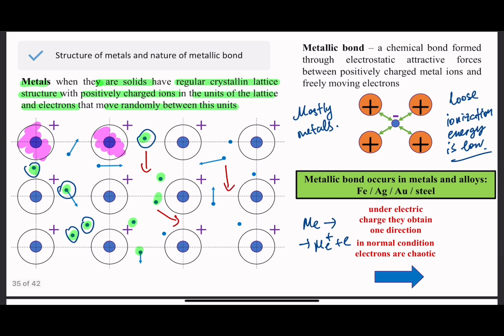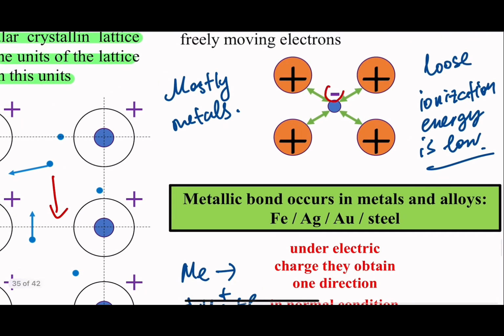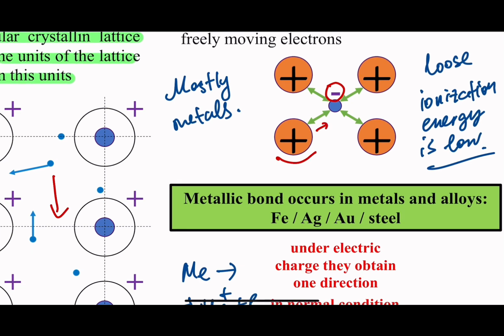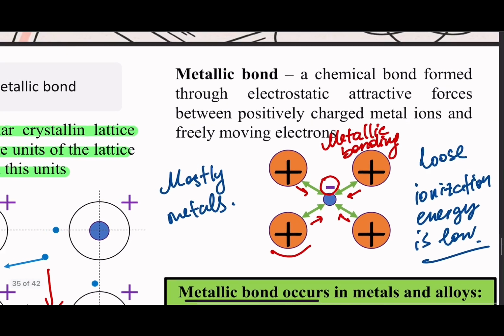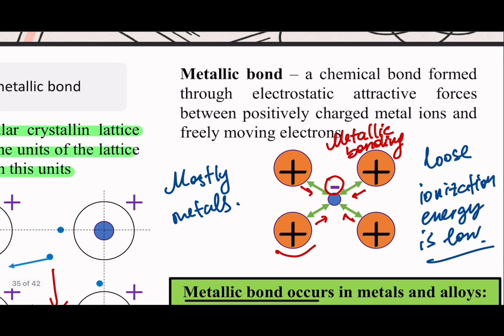And when you have electrons, which are negatively charged, and metal ions that are positively charged, they attract each other. They start attracting each other and make a metallic bond. So this happens the same way: electrostatic force. A chemical bond formed through electrostatic attractive forces, because you have positively charged metal ions and freely moving electrons.